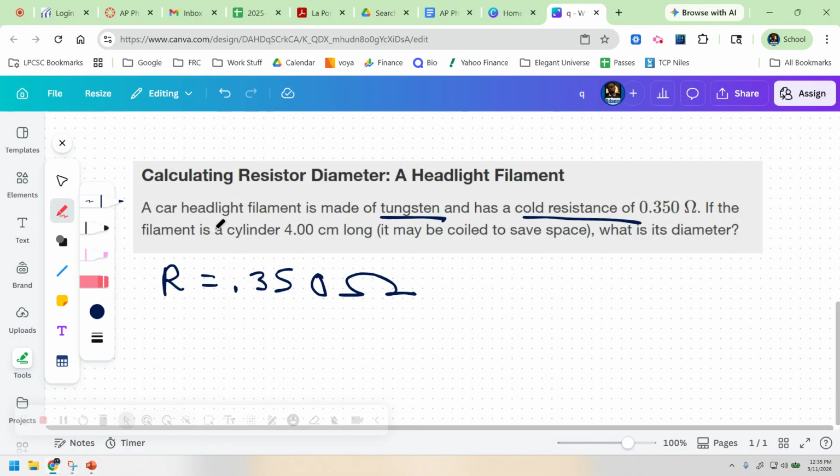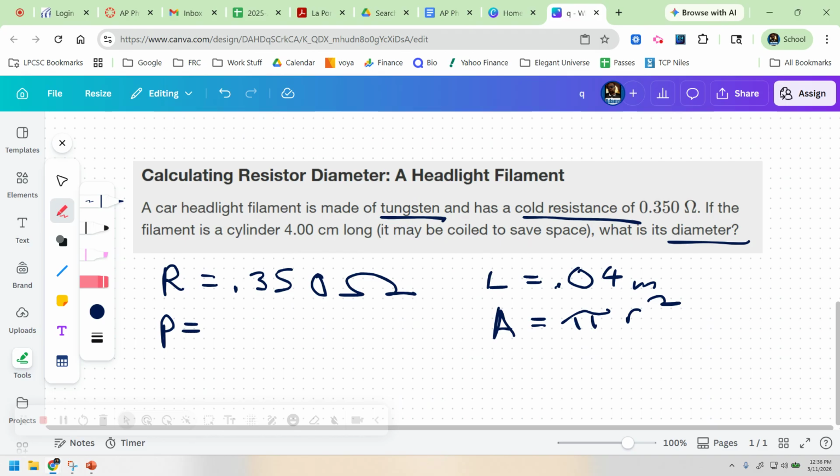Okay. And then the cylinder, it has a length of 4 centimeters, but remember, we've got to convert that to meters. So 4 centimeters is 0.04 meters. What's the diameter? Okay. So to find the diameter is part of the cross-sectional area. And remember, the area of a circle is equal to pi times r squared. And the only thing we don't have is the resistivity of tungsten. So I'm going to have to look that up in the textbook.